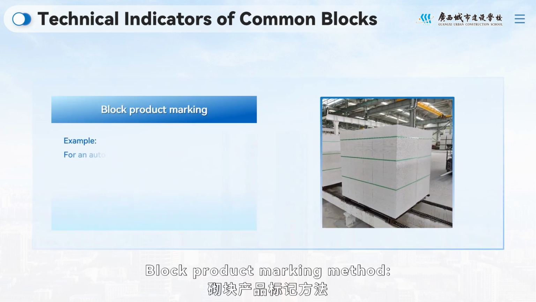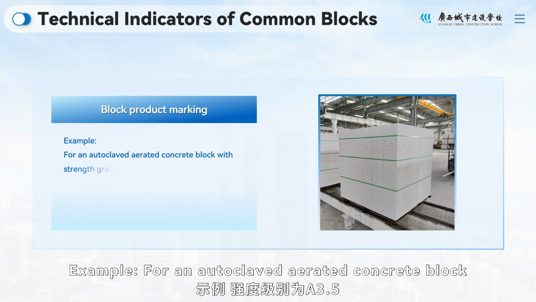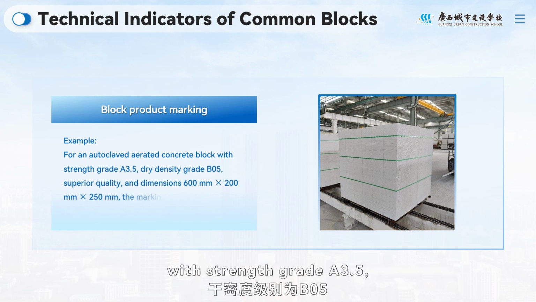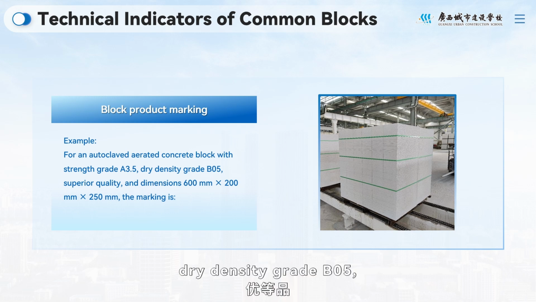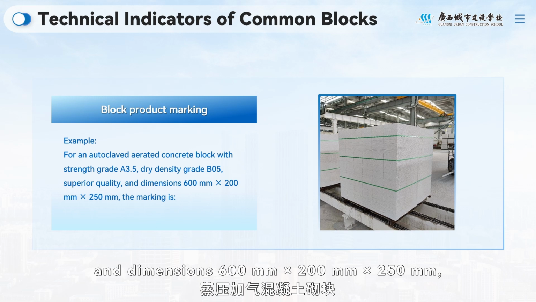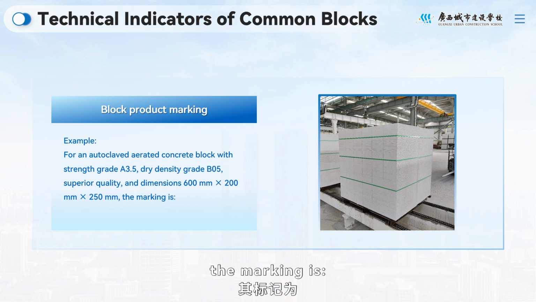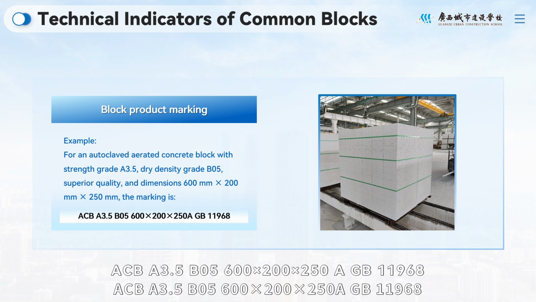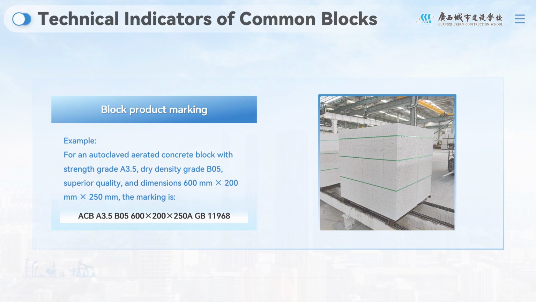Block product marking method. Example, for an autoclaved aerated concrete block with strength grade A3.5, dry density grade B05, superior quality and dimensions 600 mm by 200 mm by 250 mm, the marking is ACB A3.5 B05 600 by 200 by 250 GB 11968.